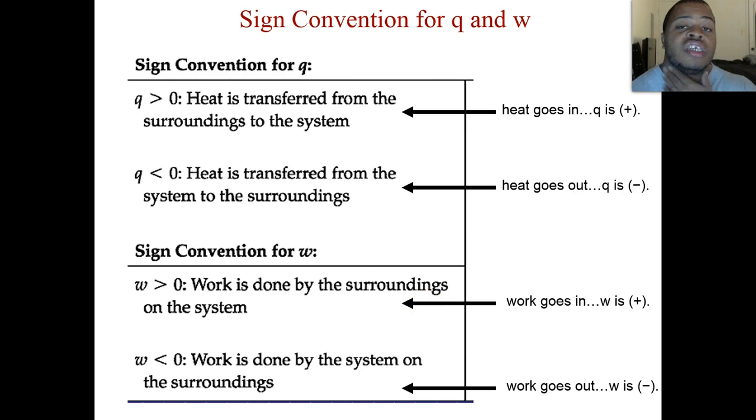If we get these types of relationships, we can start to understand and interpret what's happening here. What do I mean? If Q happens to be greater than 0, then heat is transferred from the surroundings to the system. If it's the opposite way, less than 0, then heat is transferred from the system to the surroundings. So again, if Q is greater than 0, energy is transferred from the surroundings to the system, or if it is negative, heat goes out of the system.